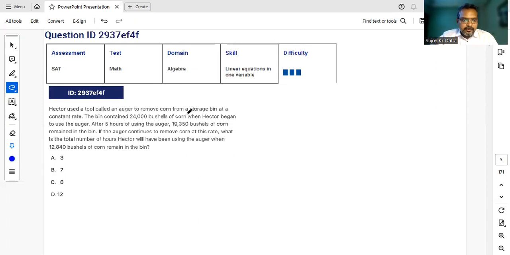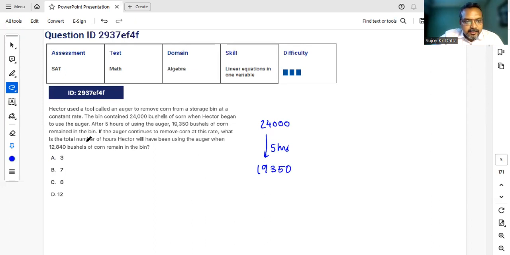Says Hector used the tool to remove corn from a storage bin at a constant rate, which contained 24,000 initially, and 5 hours later, now you have 19350 left.